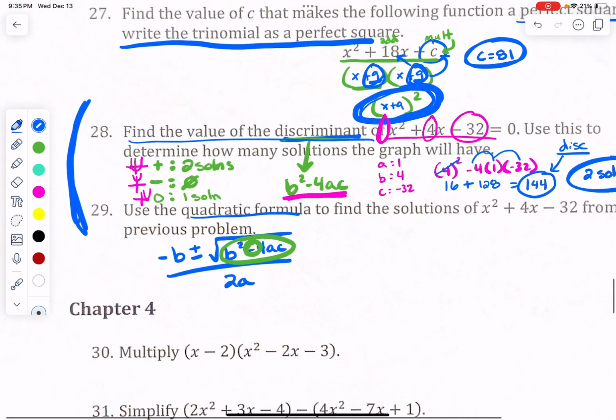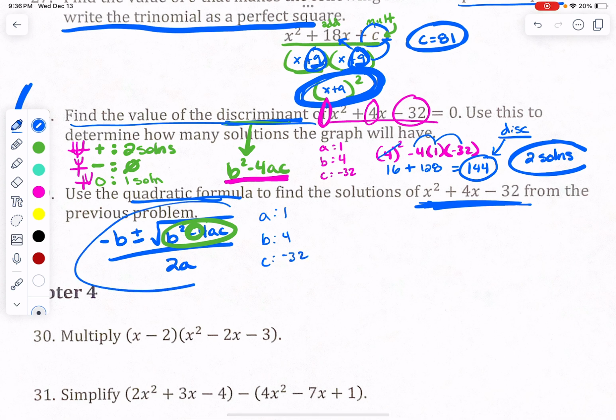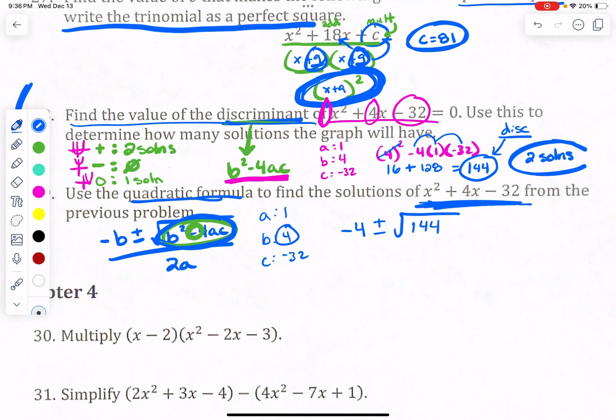Now, they want me to actually do the whole quadratic formula to solve what those solutions are, okay? So I have the same problem again. I have the same equation as I did up here, and I'm going to use A, B, and C. A, B, C, 1, 4, negative 32, and I'm just going to plop them in here, okay? If B is 4, then negative B will be negative 4, plus minus the square root. Now, don't redo this whole stuff again. We've already done B squared minus 4AC. We found that it was 144, so don't do the whole problem again, okay? Times 2A, and 2 times 1 is the bottom, okay?